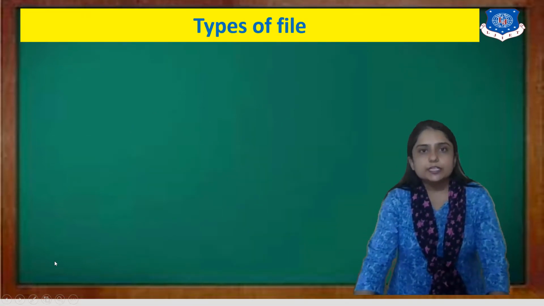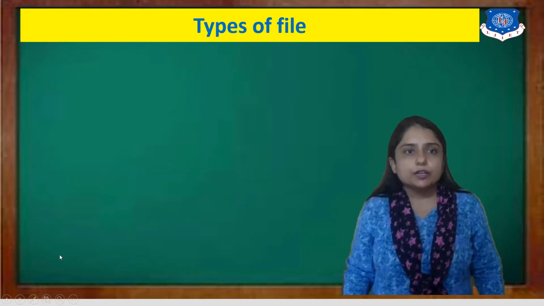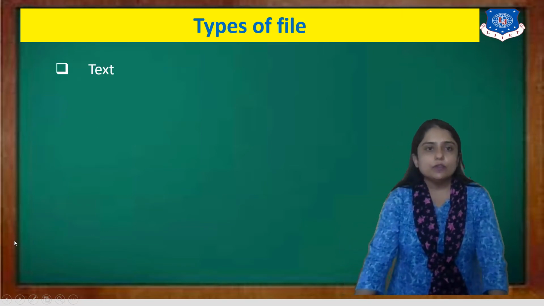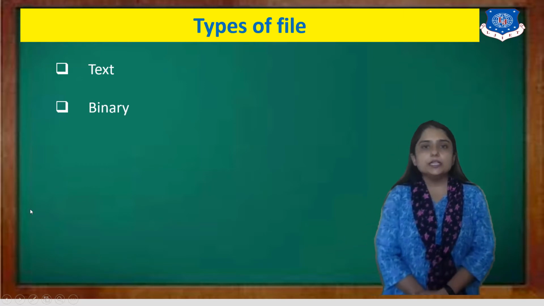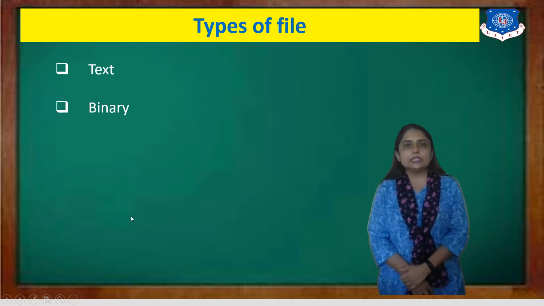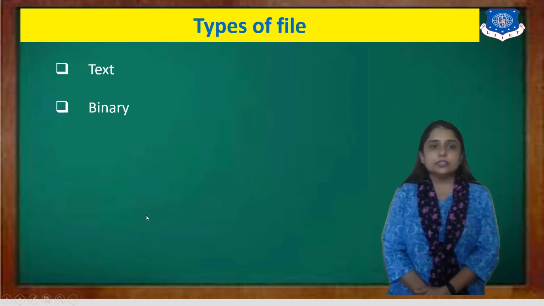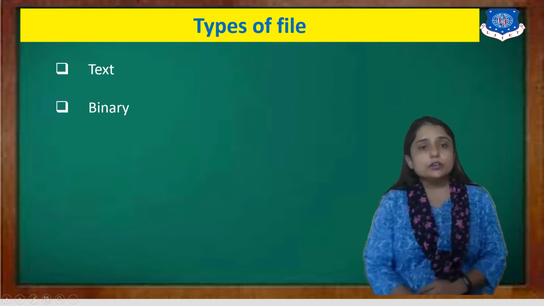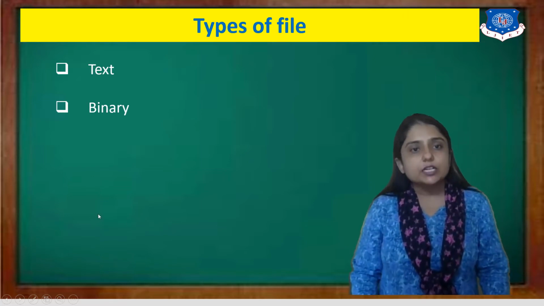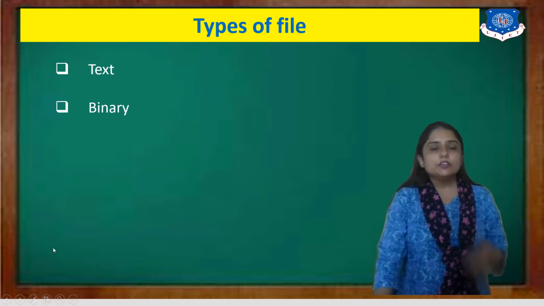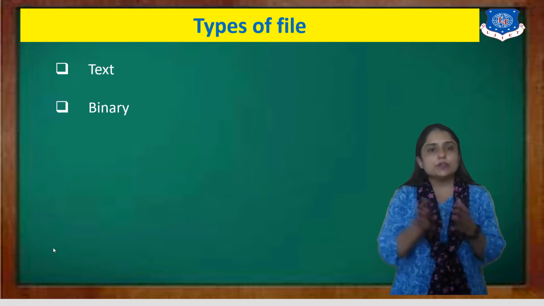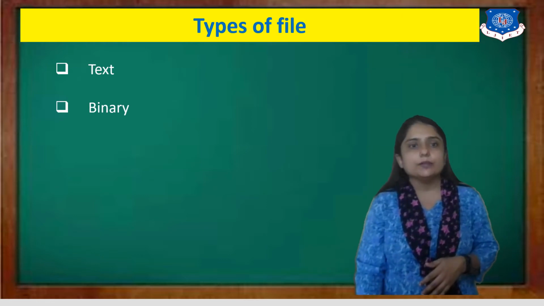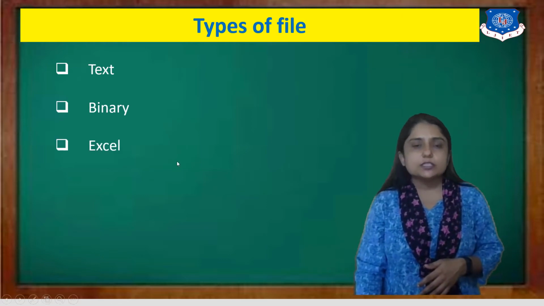First of all, we will discuss the types of files. One is the text file, which you know very well. The second one is the binary file, a file that contains zeros and ones. Here, for the binary file, we will consider the image file. We will try to open one image file, or copy one image file into another image file.